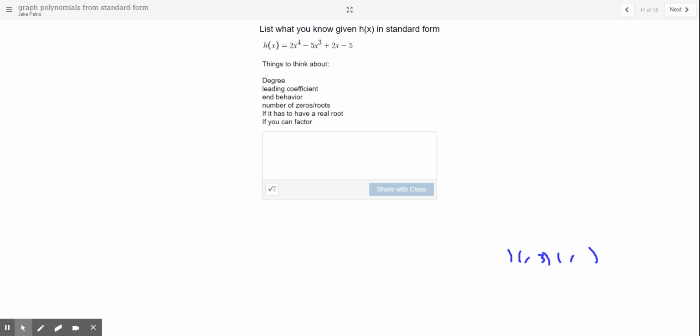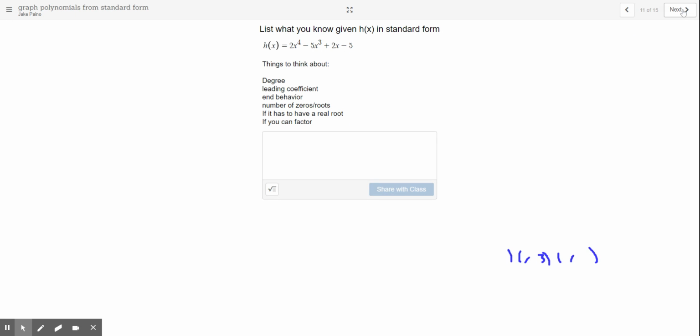My end behaviors are both going up, right? It's a positive coefficient. My y-intercept is -5. Okay, on this one, it looks like I could use factor by grouping. I could take out an x cubed and be left with 2x minus 5, take out a 1. So that's what I'm actually going to do on this one probably.